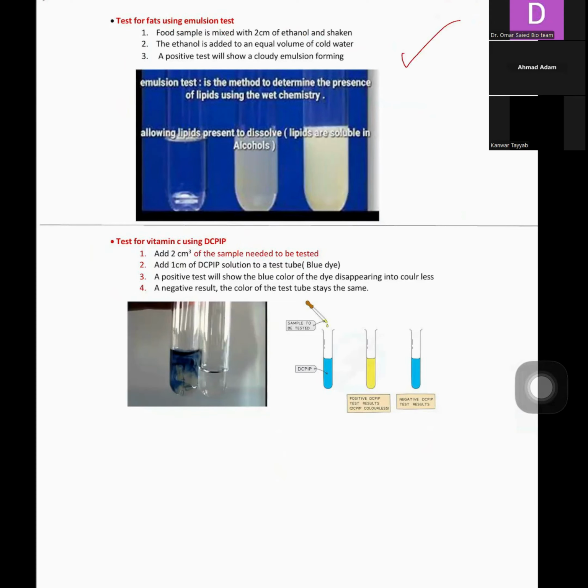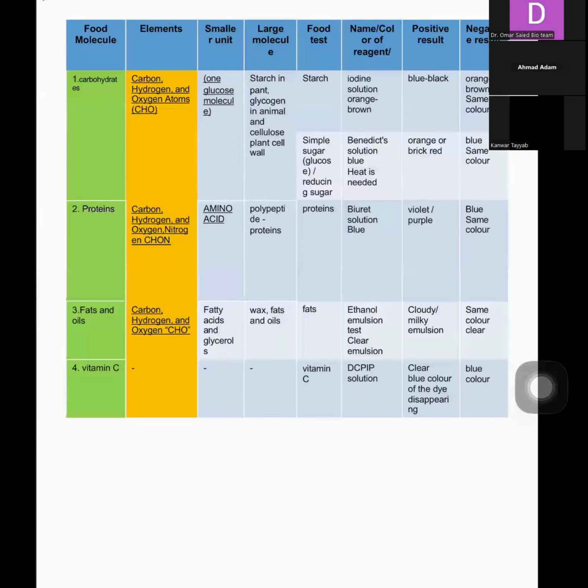Test for emulsion, very important. Test for vitamin C, DCPIP, most of you forget it. Add 2 cm cube of the sample needed to be tested. Add 1 cm cube of DCPIP. A positive test will change the blue color into colorless. A negative result gives the test tube staying the same.